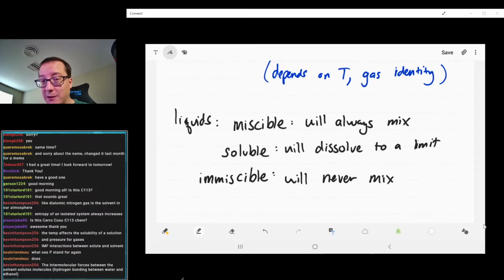So with immiscible liquids, you will pretty much get no dissolving at all. Soluble liquids, you'll get some dissolving. And then miscible liquids, you'll get complete dissolving, no matter how much you put in.